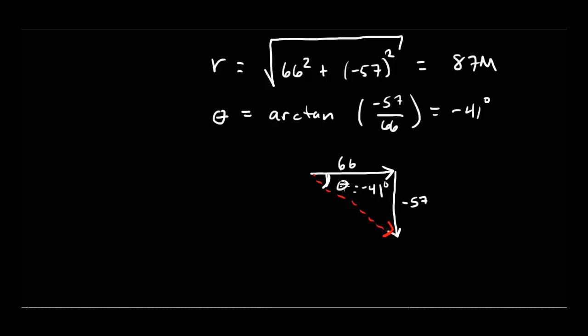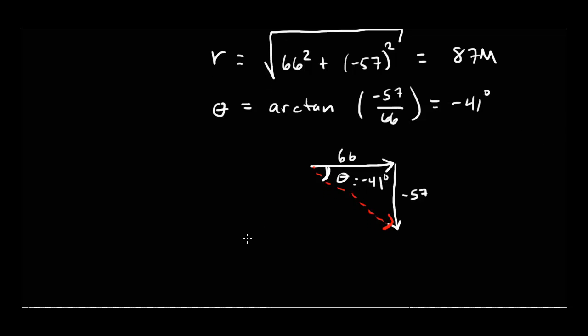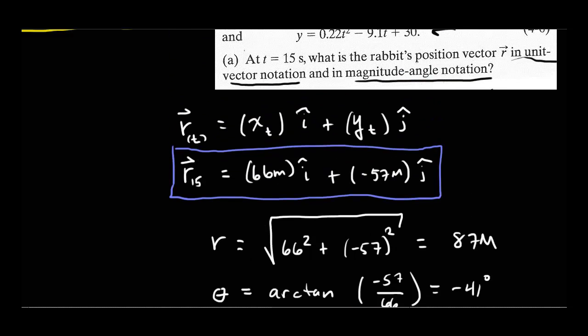It could be 139 degrees, but this is clearly not 139 degrees. Negative 41 is the only answer that makes sense. And so now, in terms of magnitude angle notation, I could say r equals 87 meters with an angle of negative 41 degrees. And I've completed the problem.